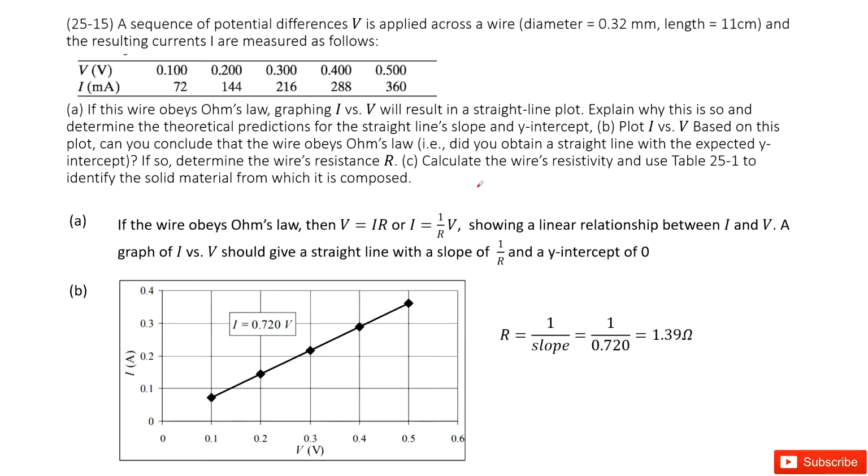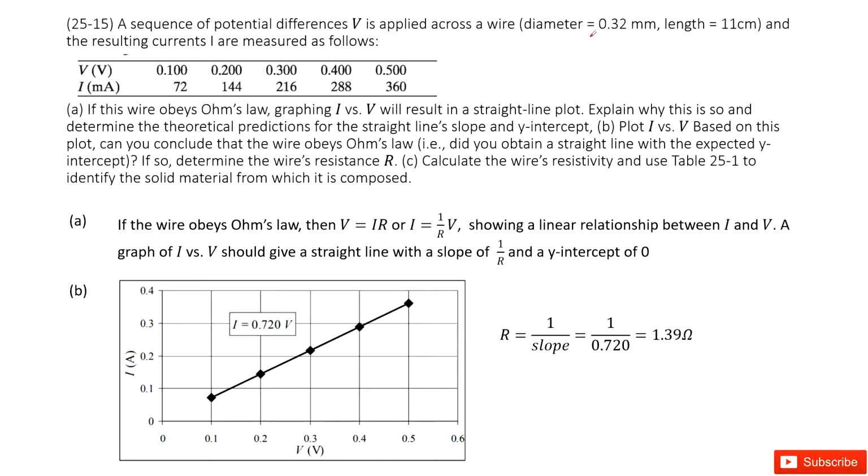Let's look at problem 15 in chapter 25. Chapter 25 is about electric circuits and resistance. There you can see we have a list of voltages and currents on a resistor, right? And this resistor has some given quantities, diameter and length.